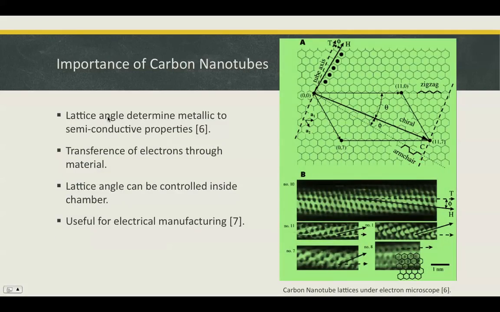The angle of the lattice affects the conductivity from metallic to semiconductive. These conductive metallic properties that carbon nanotubes can exhibit are from the mobility of electrons through the material, called transference. The formation of carbon lattice angle has been shown that it can be controlled using temperature and pressure within the chamber, which provides a large variety of implementations within electrical manufacturing.